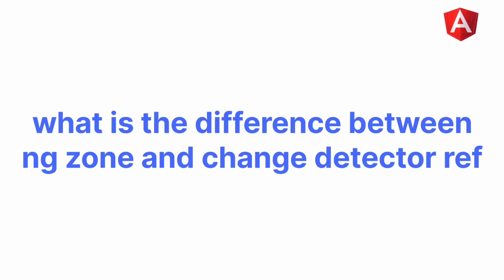What is the difference between NgZone and ChangeDetectorRef? In Angular, change detection is triggered by zone.js. Basically, if there is any change in the DOM tree, comparing previous and current values, Angular tries to update the view. So it is a dirty check by default, which hampers the Angular application performance.